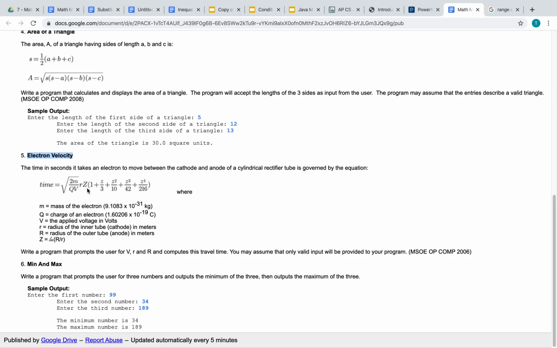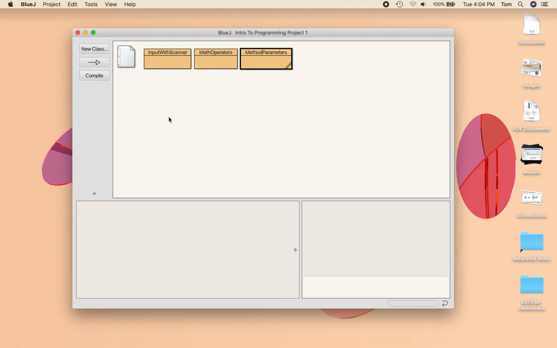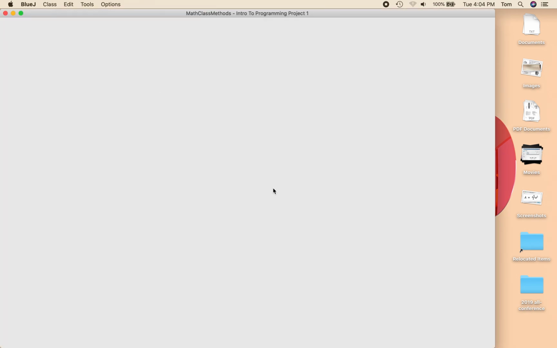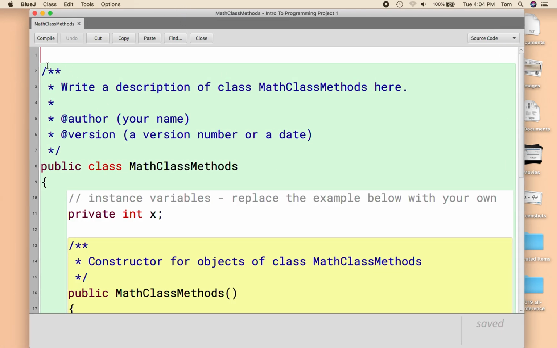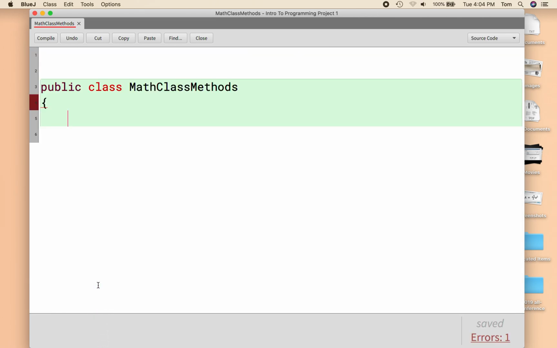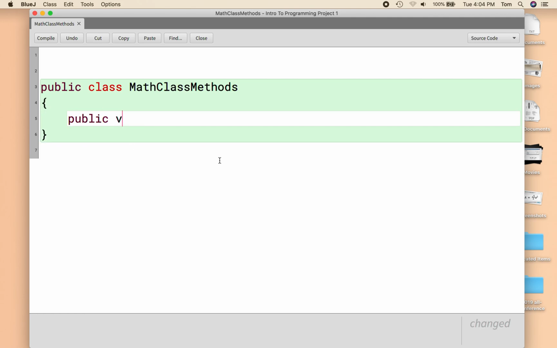This one's pretty complex. Okay, so hopefully you got BlueJ open already. If not, go ahead and pause the video and run BlueJ. We're going to make a new class. We're going to call it Math Class Methods. Click OK. Okay, we're going to go in there, and yours will look like this. And so then we're going to make a new method called public static void electron velocity.